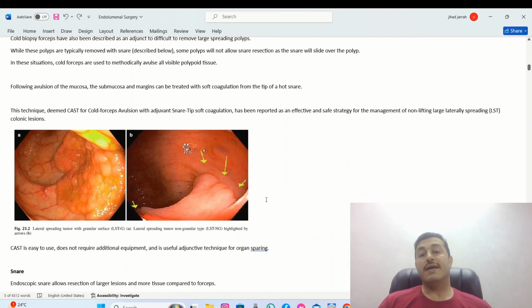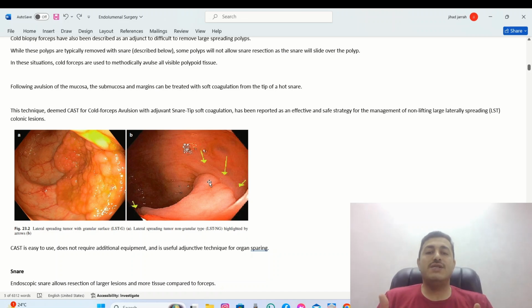One of the classic indications for cold biopsy forceps, and we will talk in the next few seconds about snares, but now we are talking about forceps, cold ones, which use the avulsion. They avulse the tissue. One of the classic indications is what you see here, LST, the lateral spreading tumor. These are superficial, can be classified into granular, non-granular.